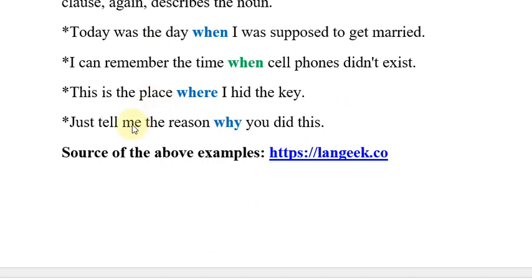Good. Some of the examples have been taken from langgeek.co. So if you need further information, you can visit this website.